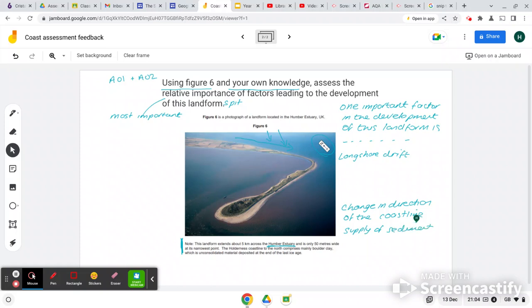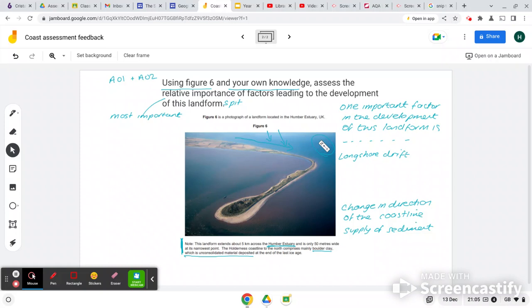So to bring the figure into your answer here, you could talk about this boulder clay, which is unconsolidated material. So you could say that the supply of sediment is another important factor. Here you have boulder clay, an unconsolidated material, which can be easily eroded by the action of the waves. If you then went on to explain hydraulic action and how the waves are wearing away the rock, that would get you an AO1 mark.